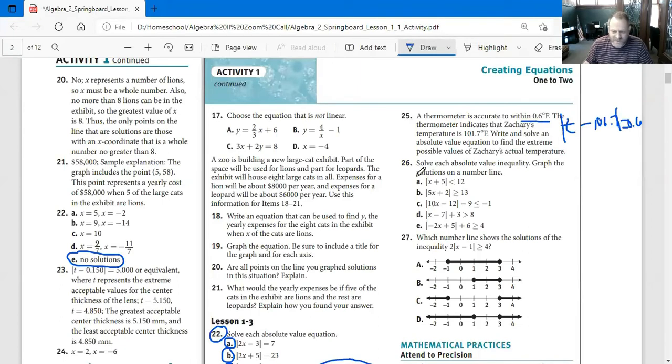All right, guys, number 26 looks like there is an A, B, C, D, and E. Let's do number 26. So we did 25. Let's do 26A. Solve each absolute value inequality. Graph the solutions on a number line. All right, let's go back up. So absolute value of x plus 5 is less than 12. All right, let's get back to our whiteboard.